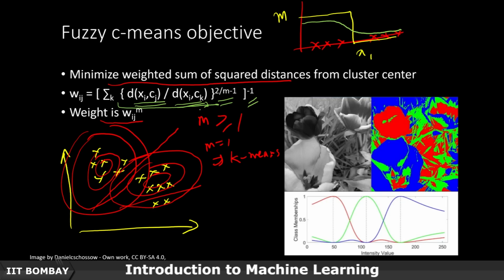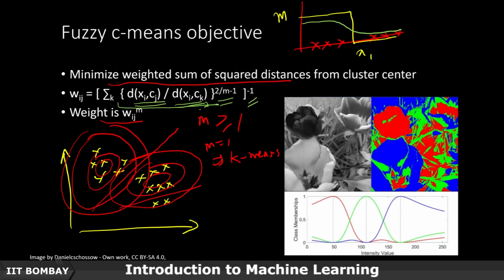When m is greater than 1, on the other hand, we have more fuzziness, and we can even do some sort of annealing where we start with a large m and slowly tune m and make it smaller, closer and closer to 1, until we get hard cluster assignments.